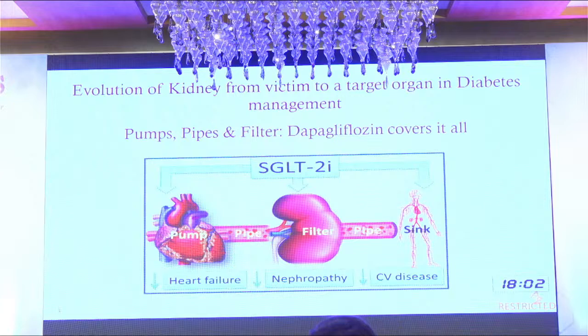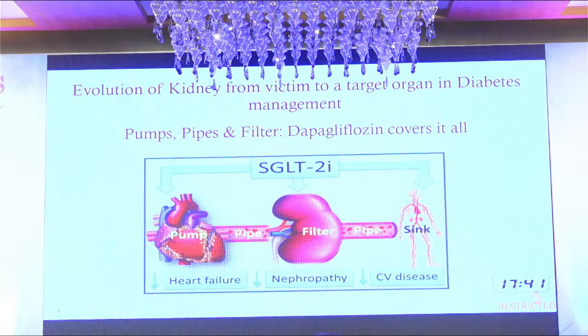So as a nephrologist, when we were earlier treating a patient of diabetes with kidney disease, we were thinking of the kidney as a victim of diabetes. But now things have changed. There has been an evolution of the kidney from only being looked at as a victim of diabetes to a target organ in diabetes management, because now we are using the kidney to target the diabetes.